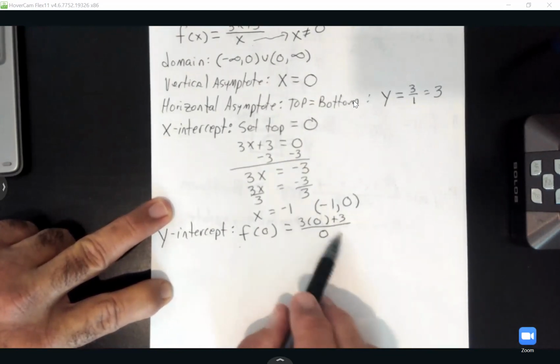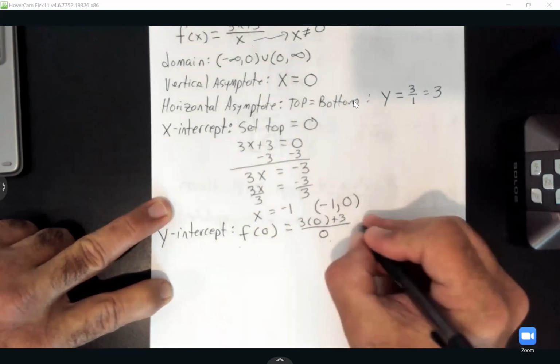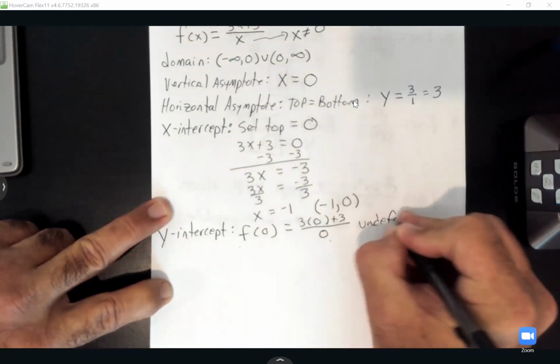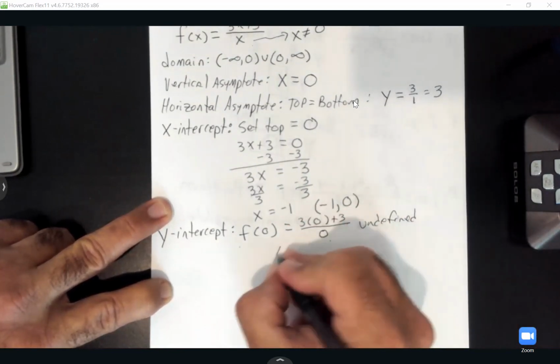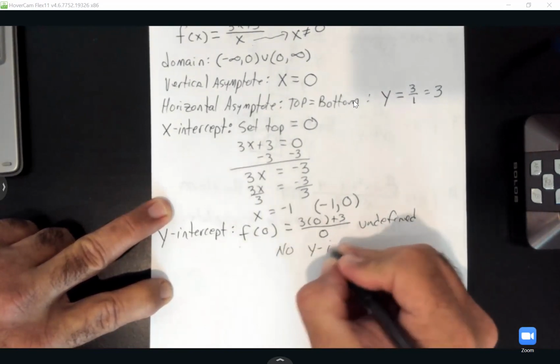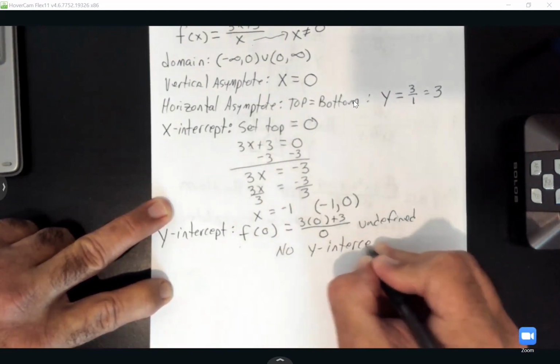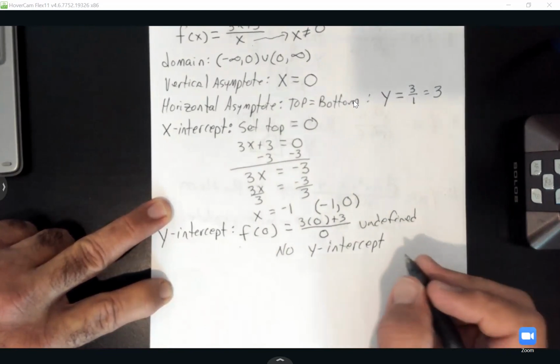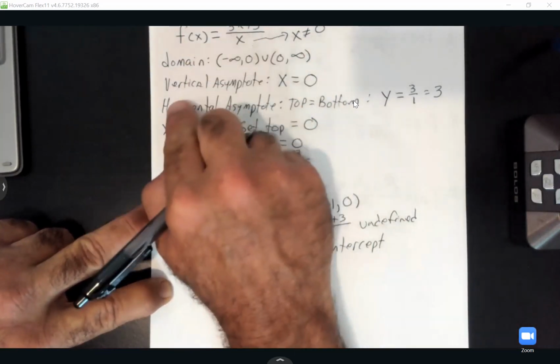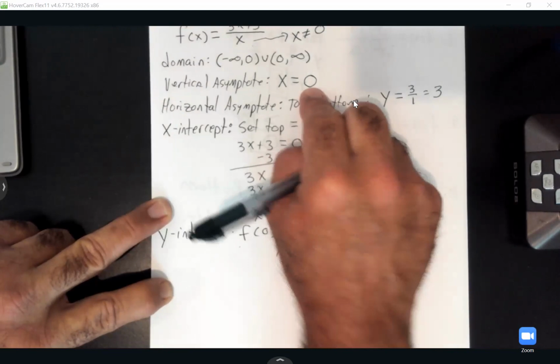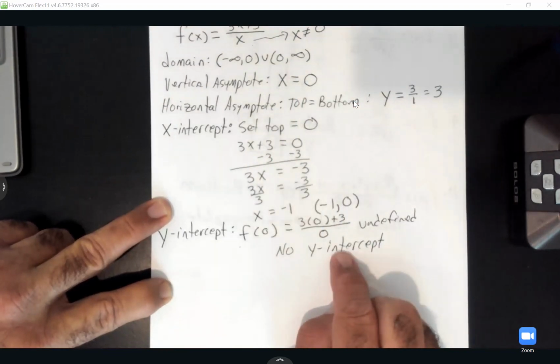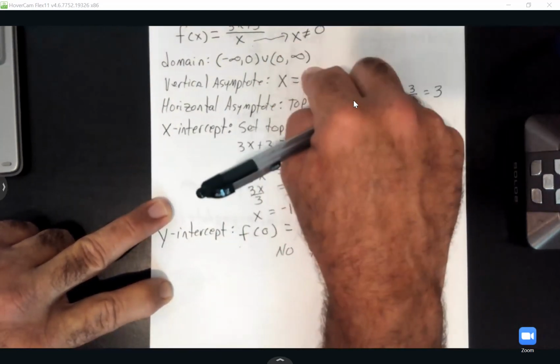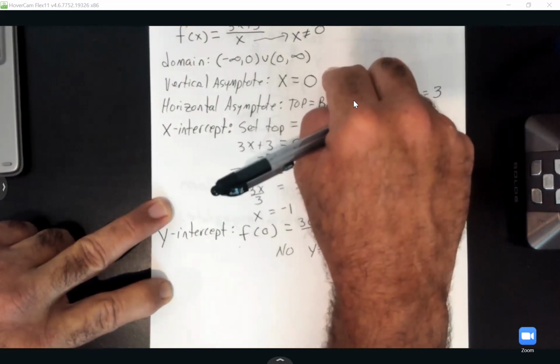So since this is undefined, that means there is no y-intercept. But that makes sense. If there's a vertical asymptote happening at 0, I can't have a y-intercept, because remember, my graph can't cross over that vertical asymptote, okay?